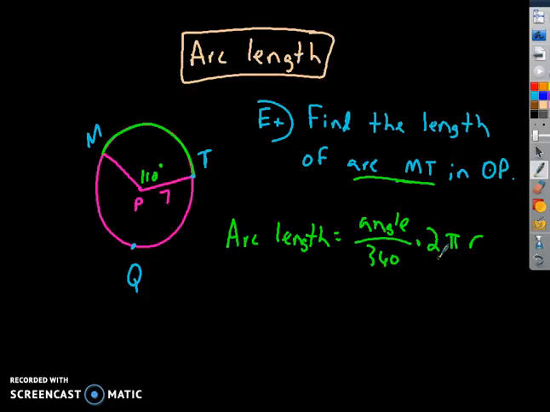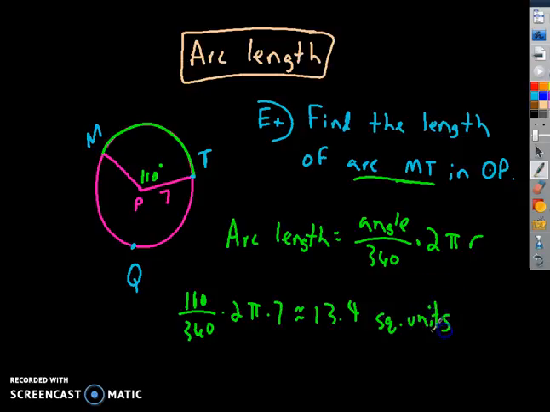So if I want to find the arc length in this circle, MT, the formula says I should have 110 degrees over 360 degrees times 2 times pi times the radius. In this case, the radius is 7. I can really plug all that into the calculator. So that's going to be equal to about 13.4 square units. All right, so that's how you find the arc length. It's that portion of this over the whole circumference.